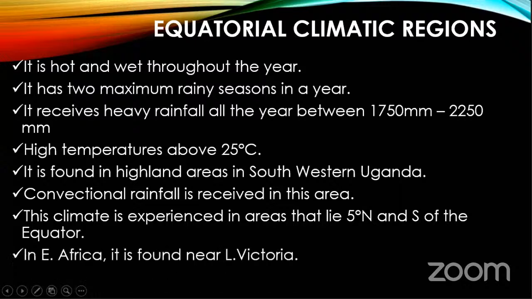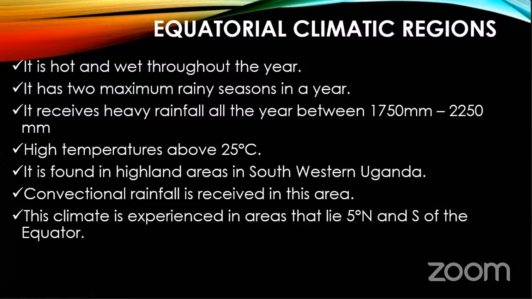The equatorial climate, this is what I wanted to show you, is experienced in areas that lie 5 degrees north and 5 degrees south of the equator. Sometimes it can stretch to 10 degrees north and 10 degrees south of the equator. So without the equator, there is no equatorial climate. We have the equator, therefore we ought to experience the equatorial climate. So the areas that experience the equatorial climate are those areas within 5 degrees north, 5 degrees south of the equator.